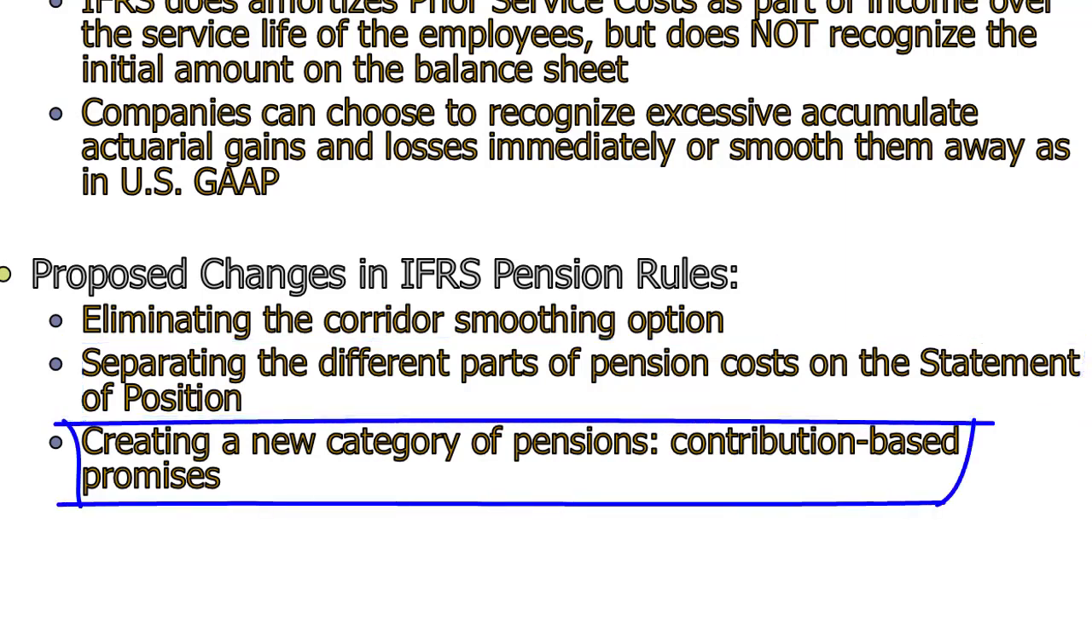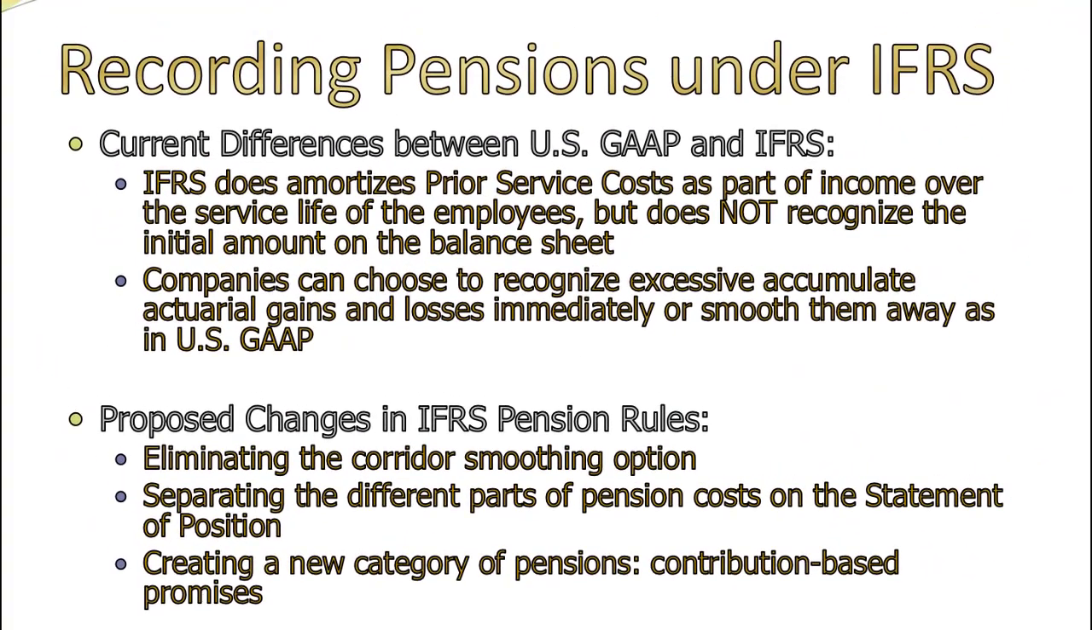The last thing they're thinking about is creating a new category. So instead of just defined benefit and defined contribution, you'll have what they are calling a contribution-based promises category. And this is a pension where they don't guarantee what you'll have as you retire, but they guarantee a balance. So instead of saying you'll have $500 a month for the rest of your life, we guarantee you'll have $1 million in your savings by the time you're done. And then what you do with it after that, that's up to you. So they're thinking about making a middle category to capture this group of pensions that are already being used by companies. And that's about it as far as US GAAP and IFRS.